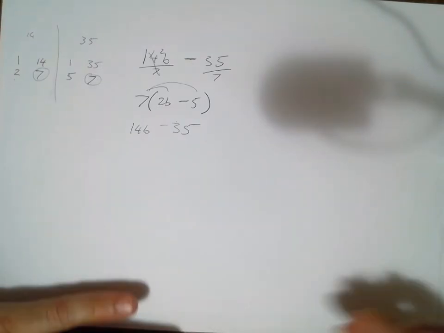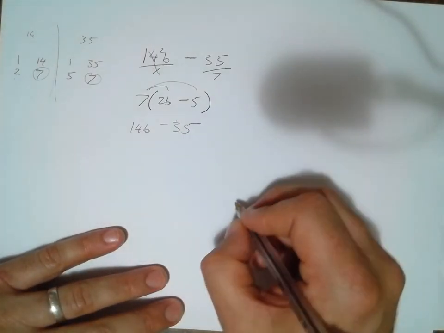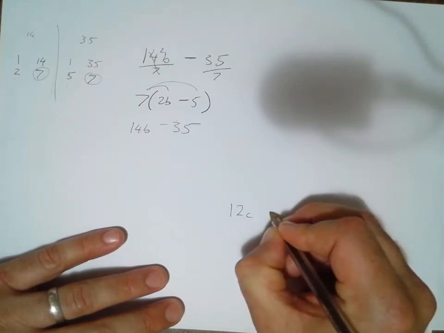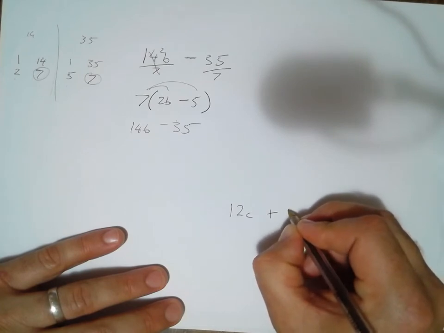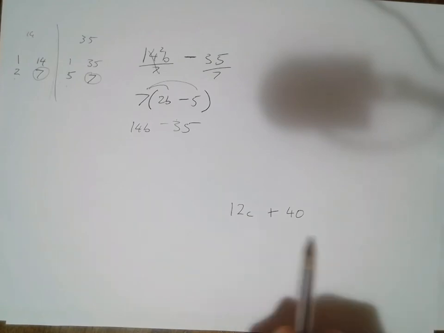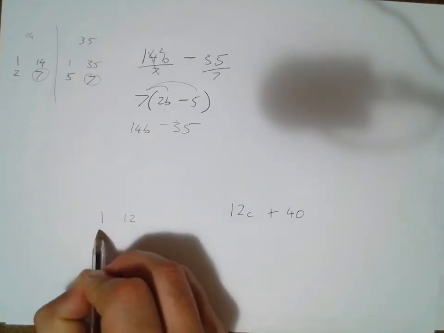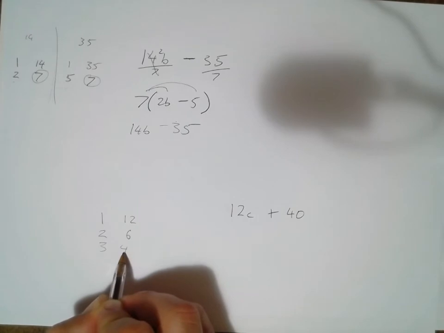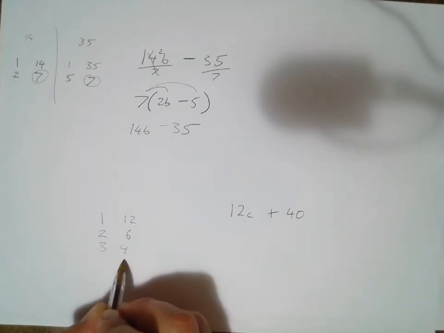I'll do one more where we have something like, let's go with 12c plus 40. There could be a few factors there, so I'm going to do my factor tree. I start with my 1, then I go 2. Yep, 2 and 6. What about 3? Yep, 3 and 4. I stop because I'm back to there. There's no point going 4 down here because it's going to be 4 and 3.